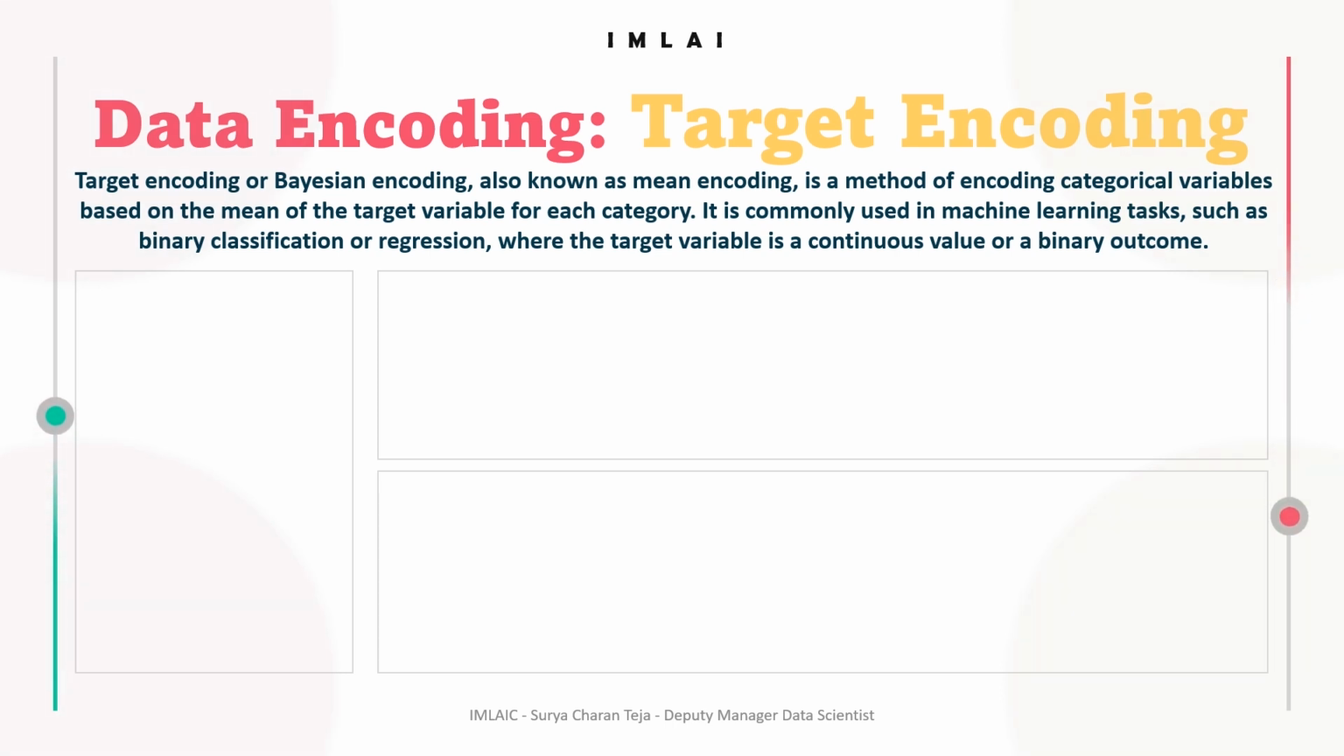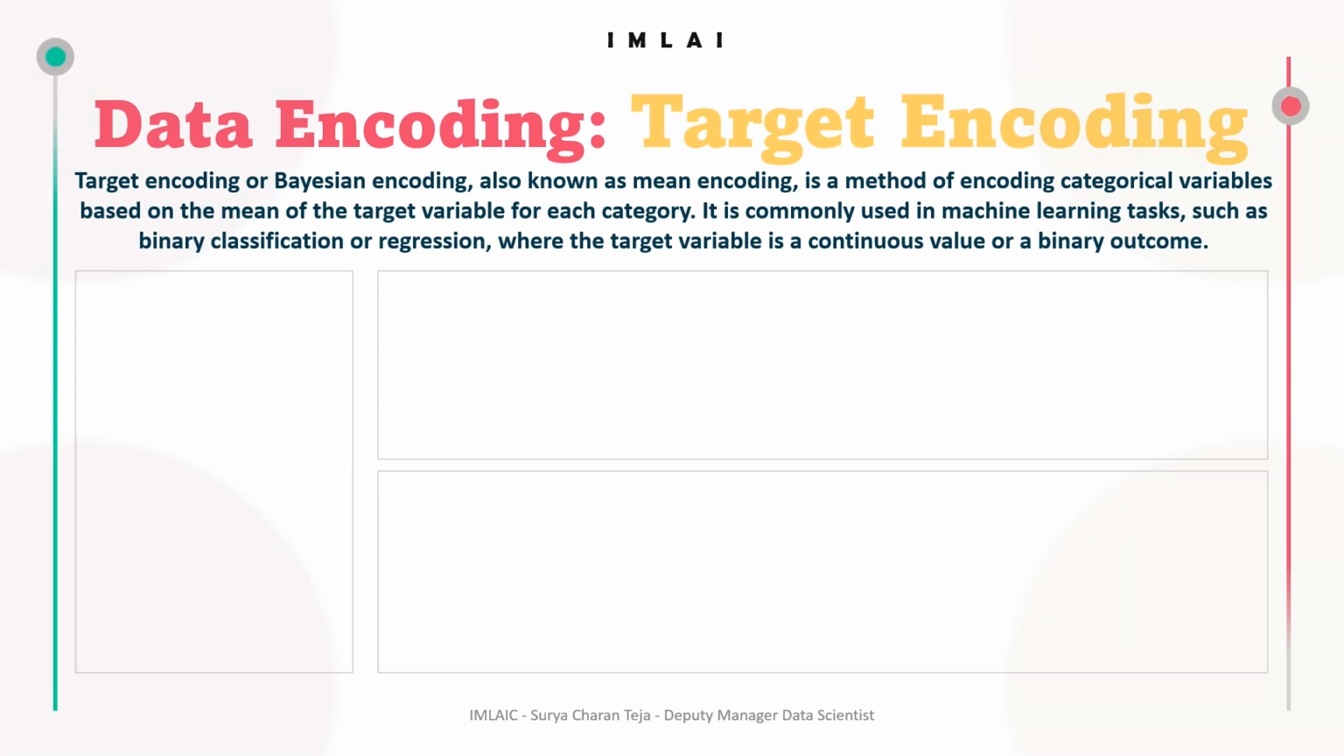Okay, so now let's understand this in a better way. I'm just repeating that target encoding is a method of encoding categorical variables based on the mean of the target variable for each category, and it's commonly used in machine learning tasks where the target variable is a continuous value or a binary outcome.